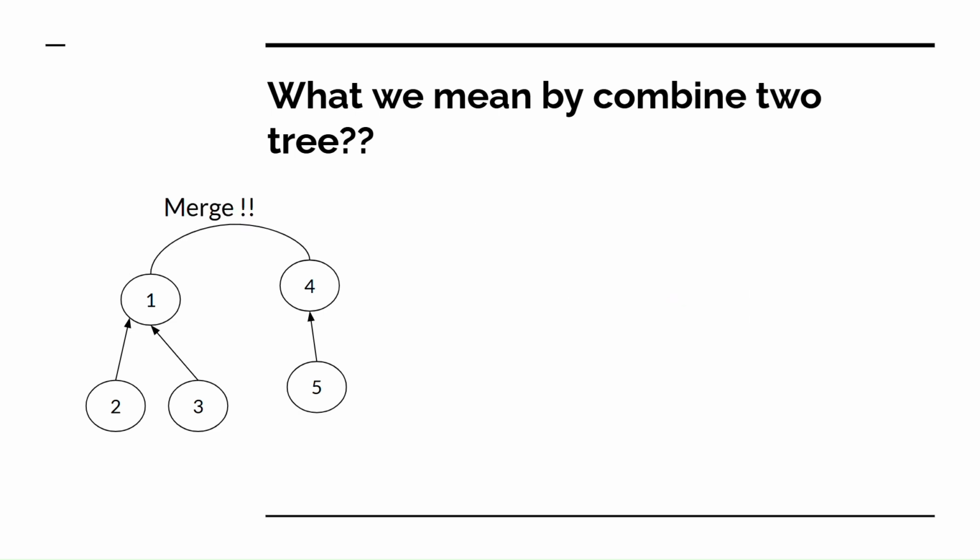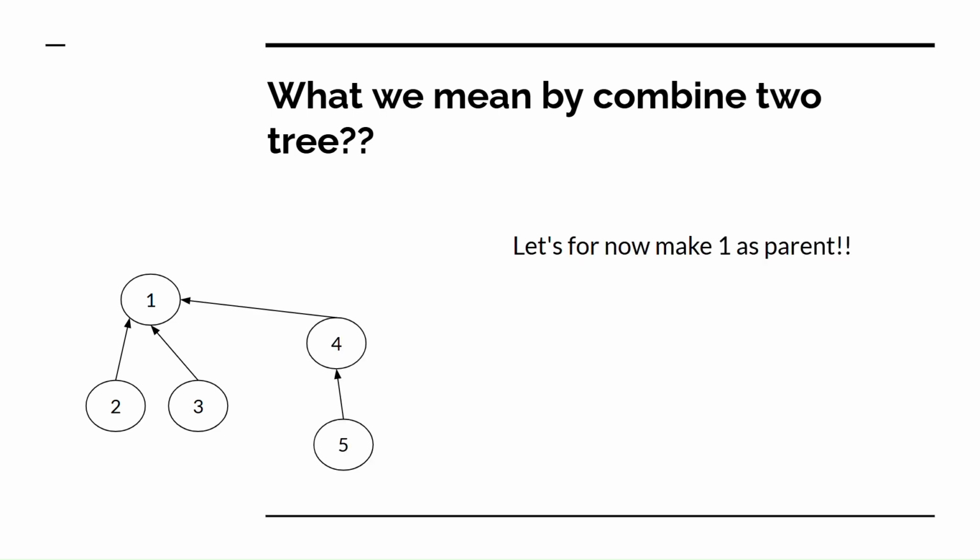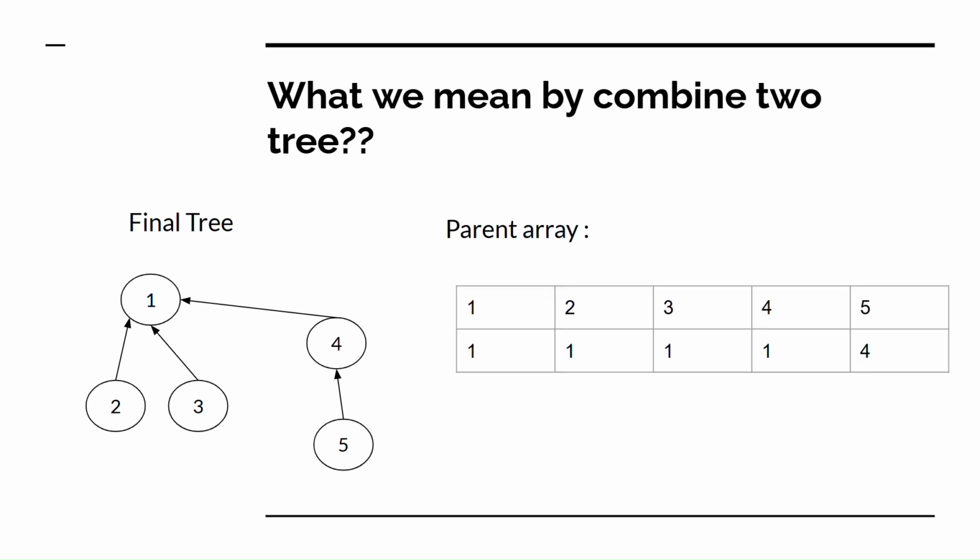Next we want to merge nodes 1 and 4. For merging, we just create an edge between 1 and 4, and this merges the two trees. Now the problem is who is going to be the parent. We made the parent of 4 as 1. So the updated parent array has the parent of 4 as 1. This is the combine operation of two trees.